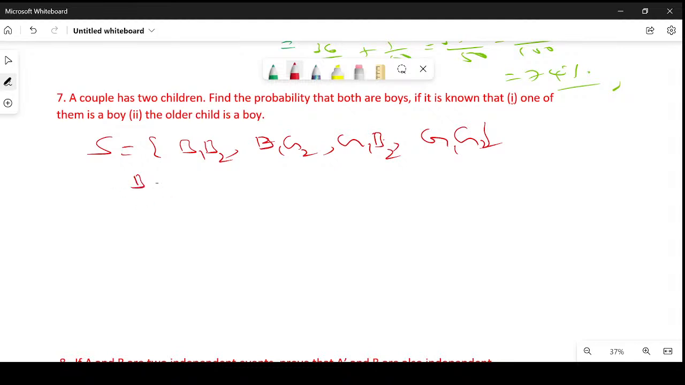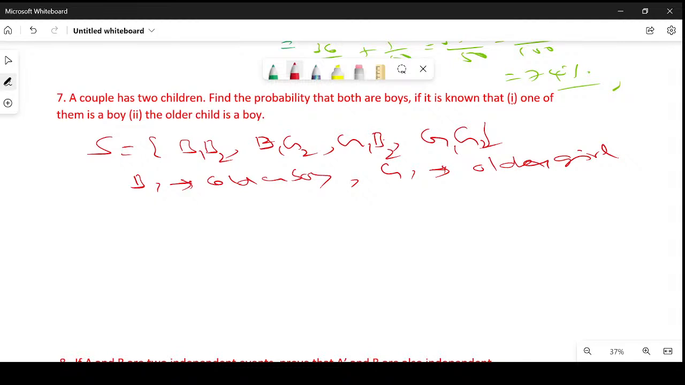So we can consider B1 is the older boy and G1 is the older girl. You can consider, see, B1 is the older boy and G1 will be the older girl. You can consider it like this to understand this. Older boy and older girl, you can consider.